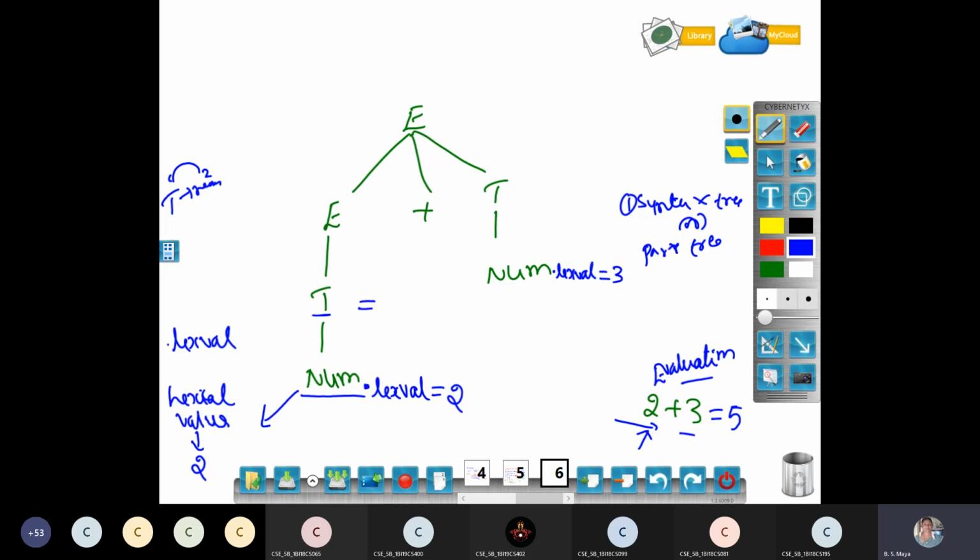See, T is dependent on what now? That is number, ma'am. T is dependent on what value? Number. Can you confirm that one? T is dependent on what? Number. Can you tell me, can I take T as a parent? Yes, ma'am. Number as a child?